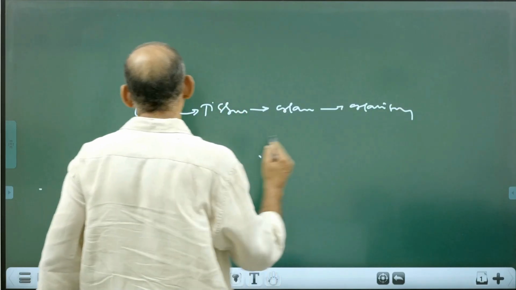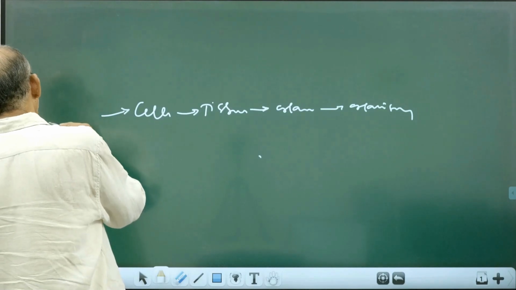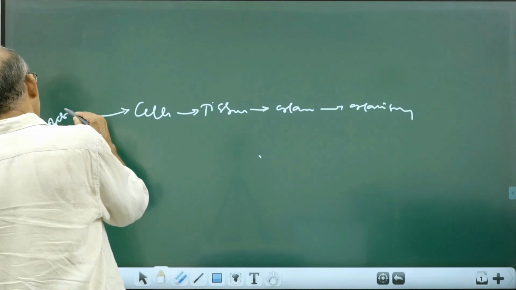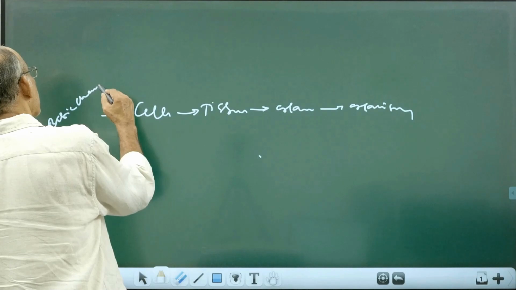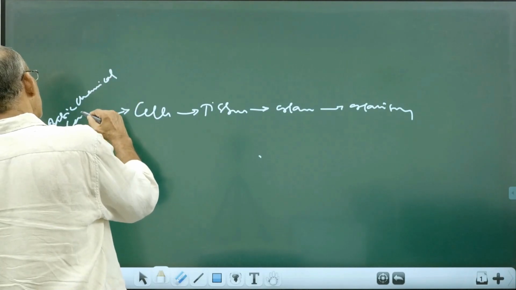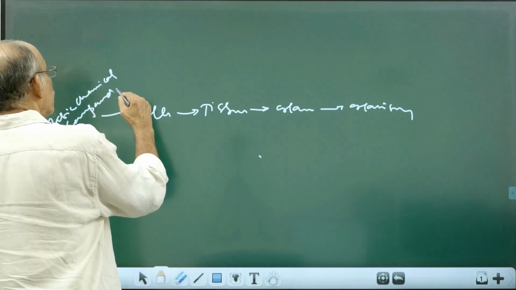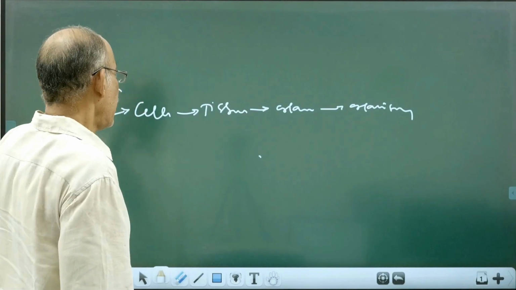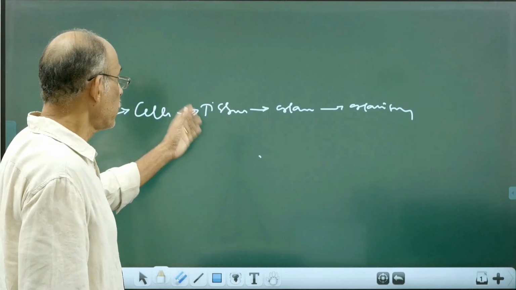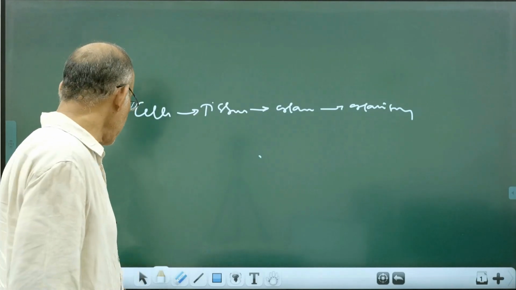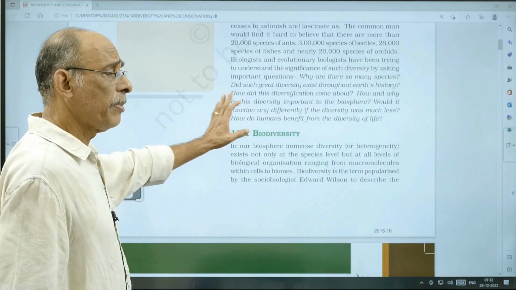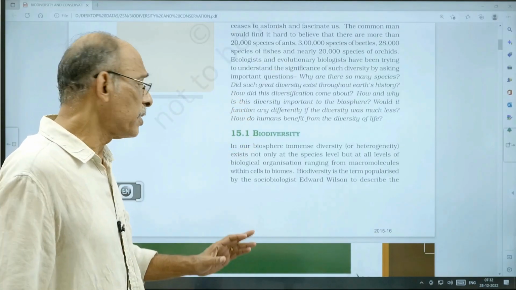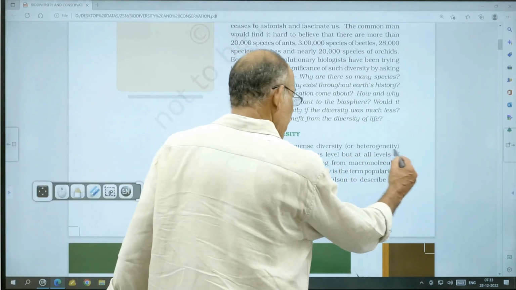And the cells are formed from some basic chemical compounds. So the different types of chemical compounds are organized into cells, and different kinds of cells into different types of tissues, different types of organs and organisms. This is one type of biological organization. So, everywhere we see this heterogeneity or variation.